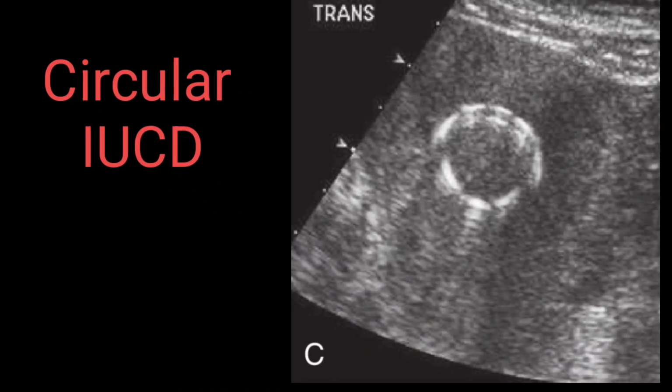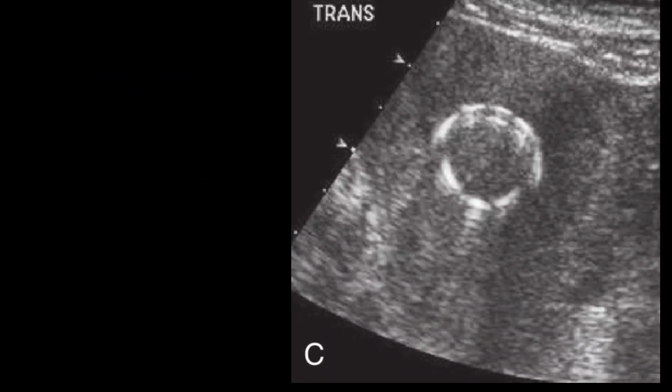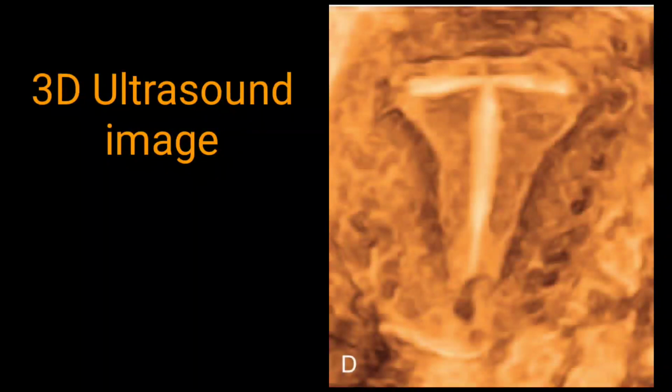In the report, mention which type of IUCD you have seen, whether it is a Mirena coil, a copper T or a circular IUCD, and also confirm that it is normally in situ. This is a 3D ultrasound image, and on this image you can appreciate a copper T intrauterine contraceptive device. This device is highly reflective, and you can see both arms in the upper part of the uterine segment, so you cannot easily miss it.